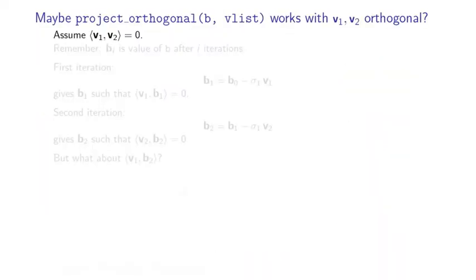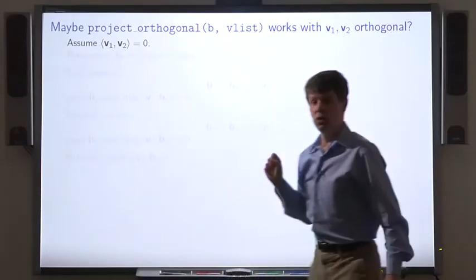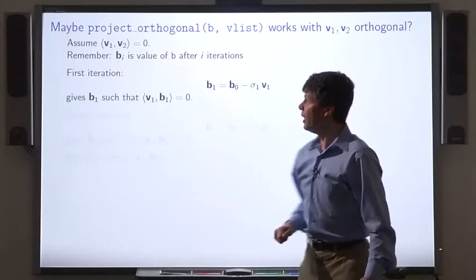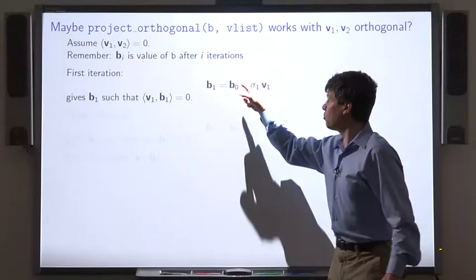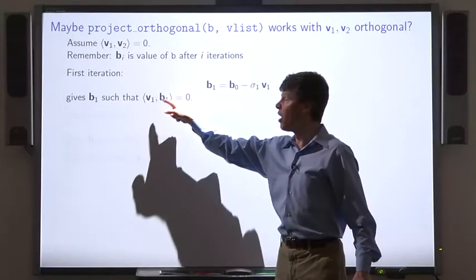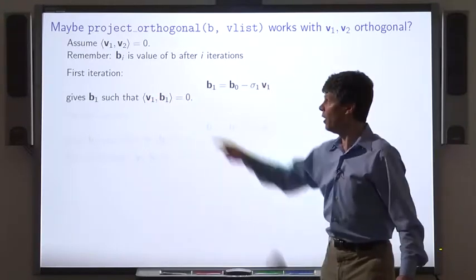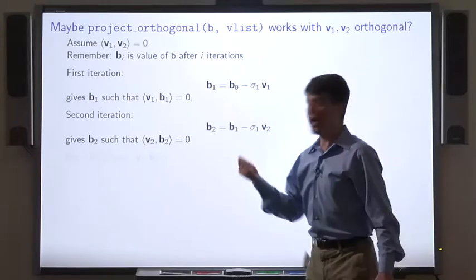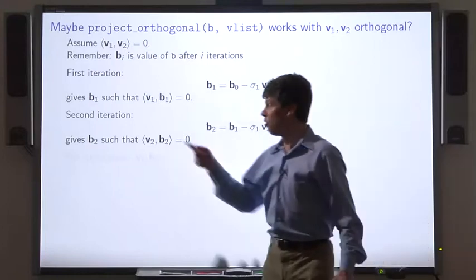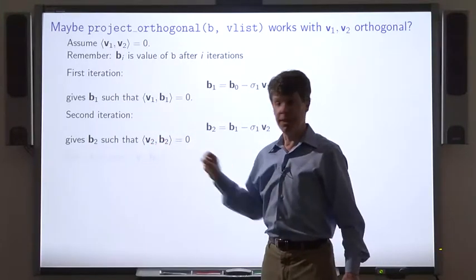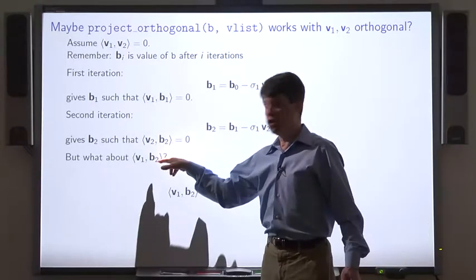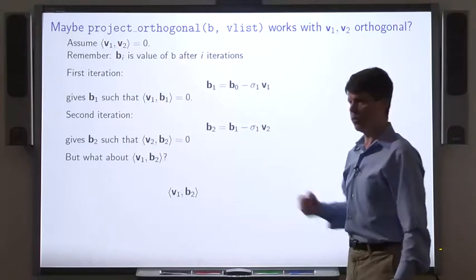Was it a coincidence? Let's do the math under the assumption that V1 and V2 are orthogonal. Remember, Bi is the value of the variable B after i iterations. In the first iteration, we obtained B1 by subtracting from B0 the projection of B0 along V1. So that gives you a vector B1 that's orthogonal to V1, the first vector in V list. So the inner product is 0. In the second iteration, the algorithm derives B2 by taking B1 and subtracting off the projection along V2, giving a vector B2 that is orthogonal to V2. Its inner product with V2 is 0. But what about the inner product of B2 with V1? Have we lost orthogonality? Well, let's see.